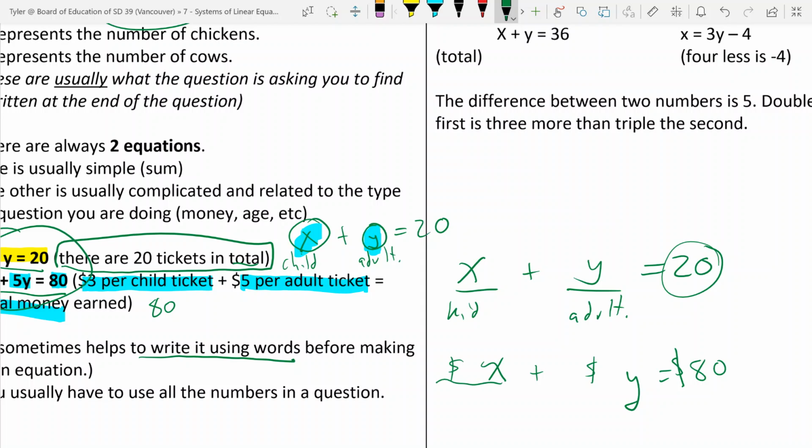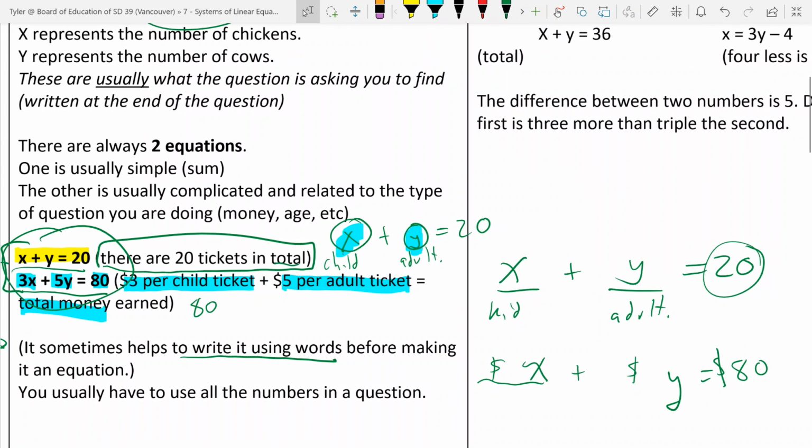So I think, okay, how much is a number of kids tickets worth? It says $3 per child ticket. So I'm going to multiply the number of X tickets times $3. And same thing over here, I'm going to multiply the number of Y tickets by $5 because that was their cost. And then when I look at it, it's price times number plus price times number equals total.